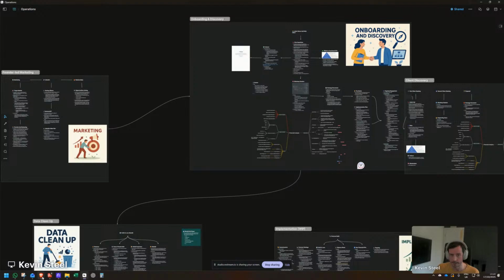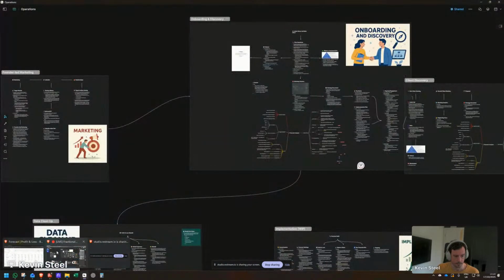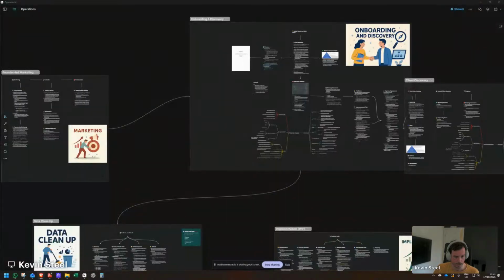So what I'm going to do is turn off my share screen, so I can figure out how to do it. Stop sharing screen. There we go. That worked. So I will pass it over to you guys.